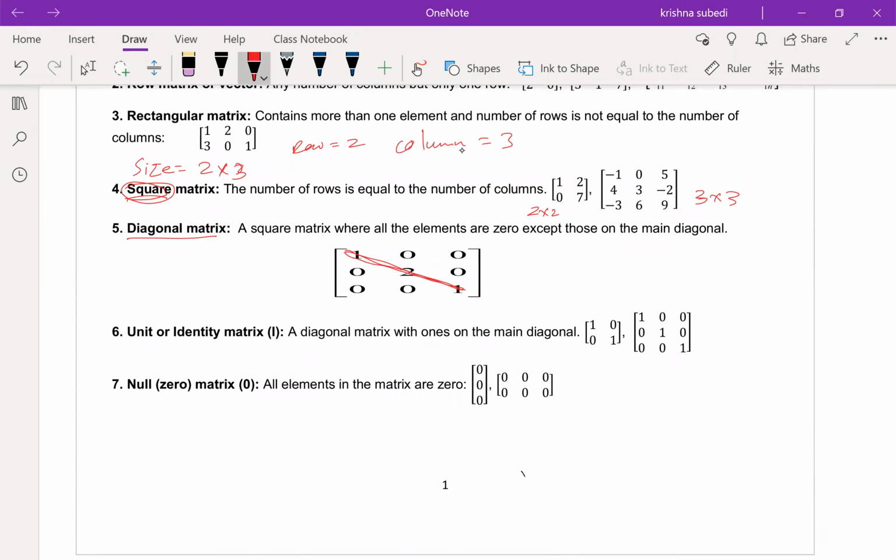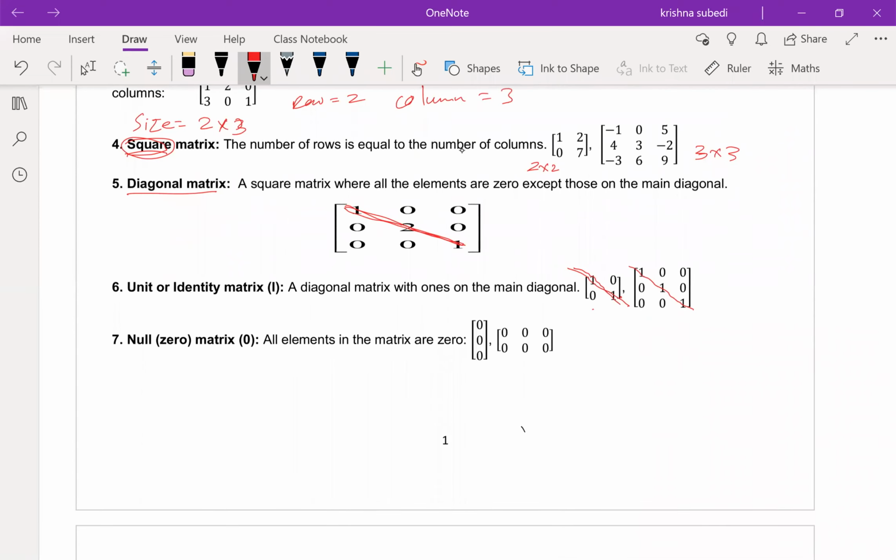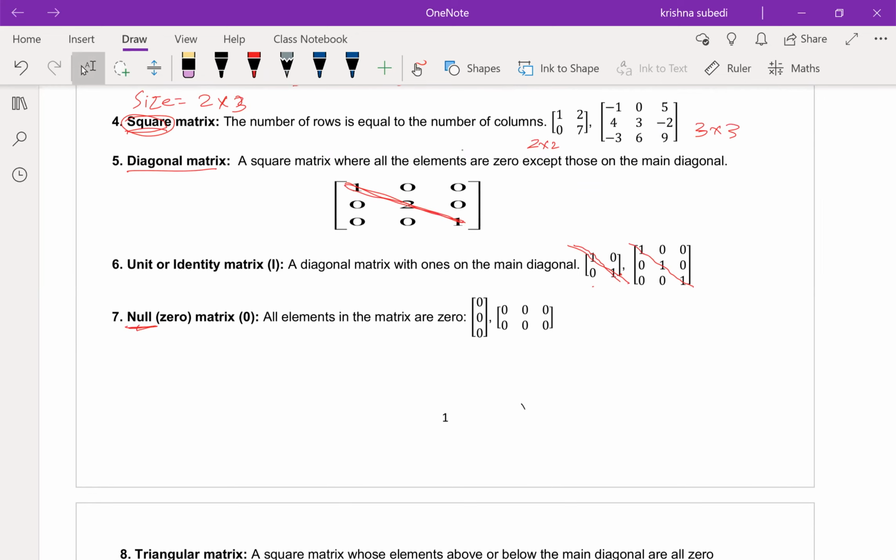Unit or identity matrix. An identity matrix or unit matrix is actually a diagonal matrix whose diagonal entries are 1. As you can see, if you draw the diagonal, all these diagonal entries are 1, but every other entry is 0. That is called a unit matrix. This is the unit matrix in 2 by 2, and this is the unit matrix in 3 by 3. Null matrix or zero matrix means all the elements in the matrix are 0. Null means 0, nothing. Well, not nothing, but 0.